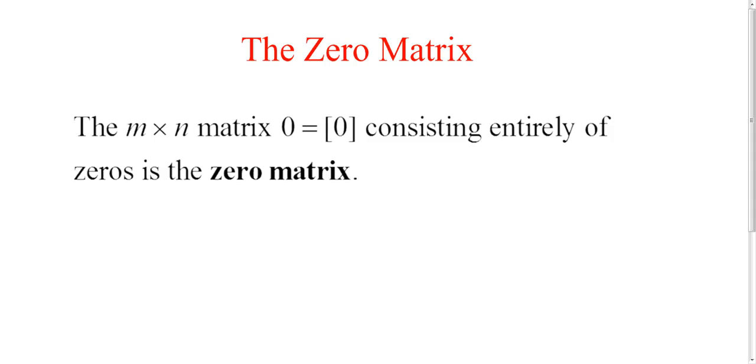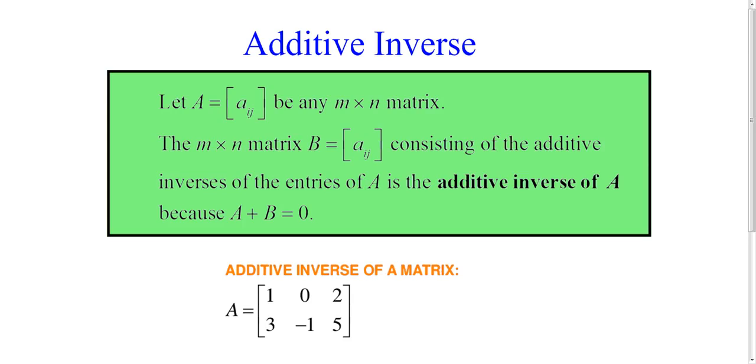All right, then we want to look at the zero matrix. The zero matrix literally just has the number 0 in it, okay? That's it. It might be a 2 by 2 matrix that has all zeros in it, or a 3 by 3 matrix, whatever. As long as it has all zeros in it, it's a zero matrix.